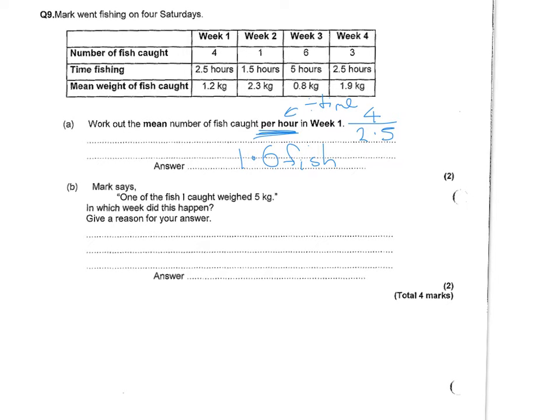Mark says, one of the fish I caught weighed 5 kgs. In which week did this happen? Give a reason for your answer. Alright, let's have a look. Week 4, mean weight of fish caught, 4 fish. So that's 4 times 1.2. That's 4.8 kilograms of fish. 2.3 kilograms of fish. 4.8 kilograms of fish. 5.7 kilograms of fish. So it had to happen in week 4, because in all the other weeks he didn't.